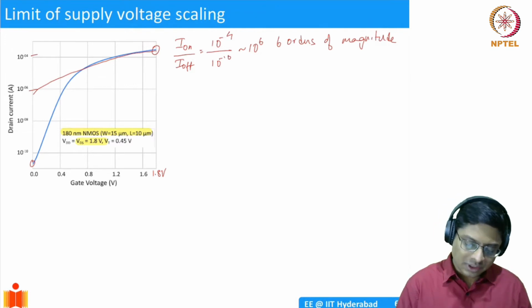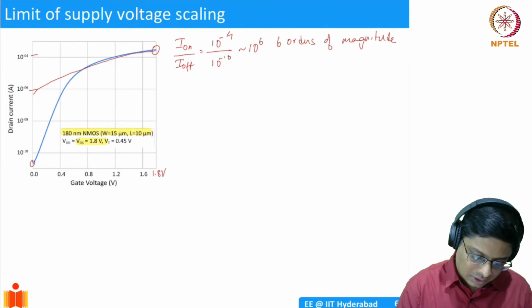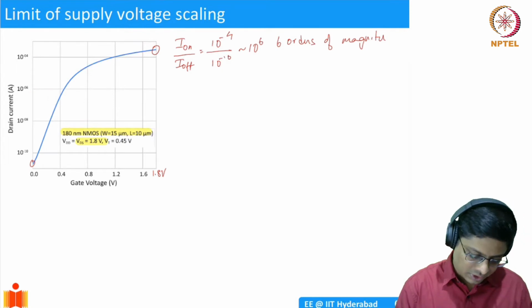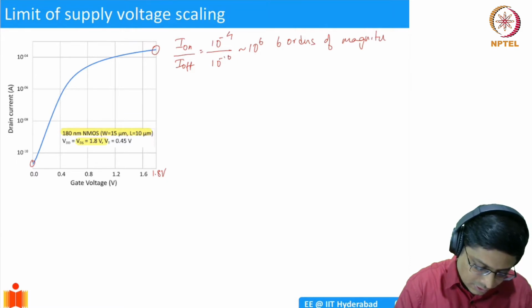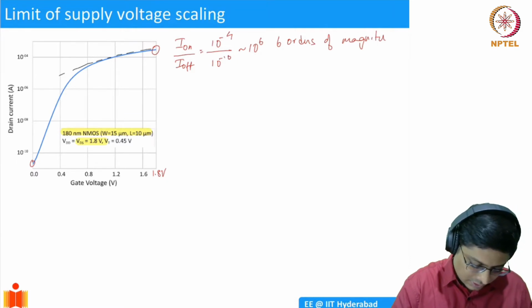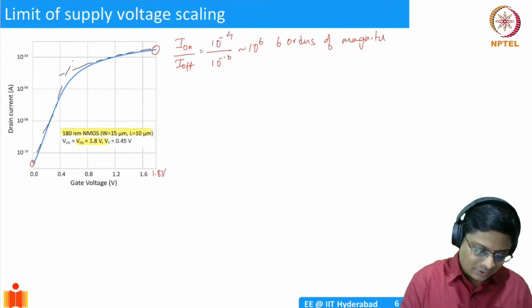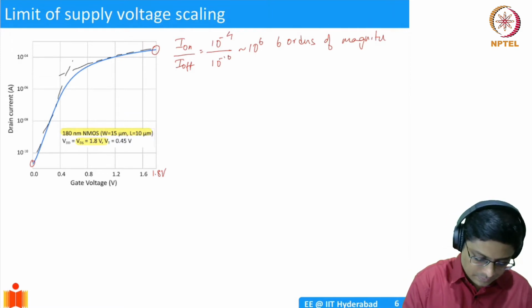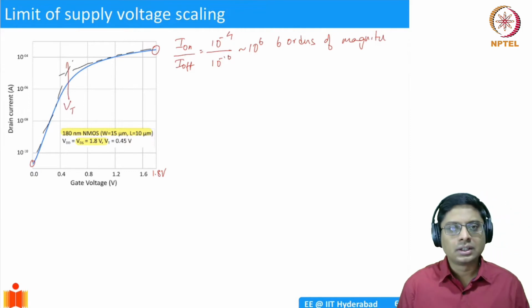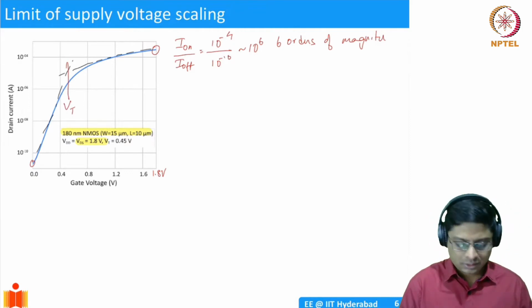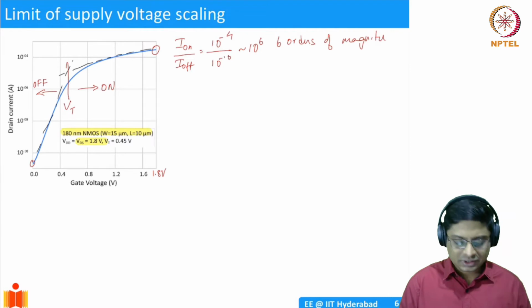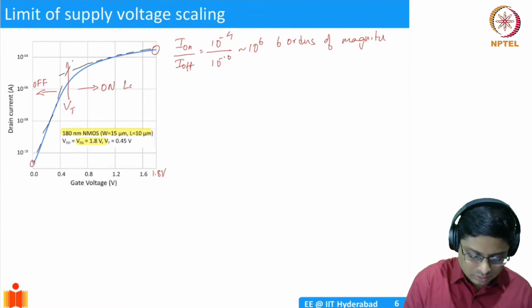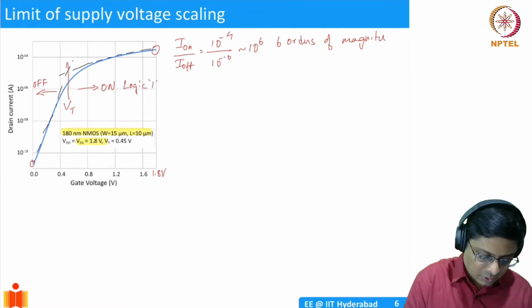Okay. So now in this technology, what is the threshold voltage here? You could try to plot this, extrapolate this, and say it is somewhere around here. This is my VT. Remember, above this the MOSFET is on, and below this the MOSFET is off. So this corresponds to a logic 1, and this corresponds to a logic 0.